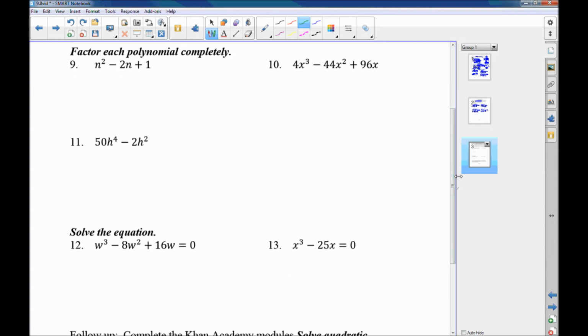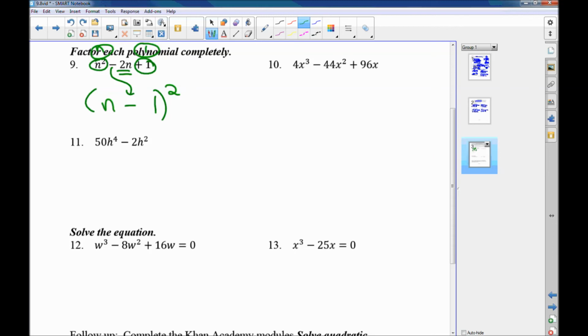All right, so factor each polynomial completely. So step 1 for this one, there's nothing that divides evenly into all of them, so there's no common monomial factor. Step 2, see if it's one of our special ones. The square root of this is n, and the square root of this is 1. N times 1 is 1n, but if we double it, we do get the 2n in here. So this is one of our special ones. So this is going to be n minus 1, and because it's a minus, it goes here, and then we square it. Okay.